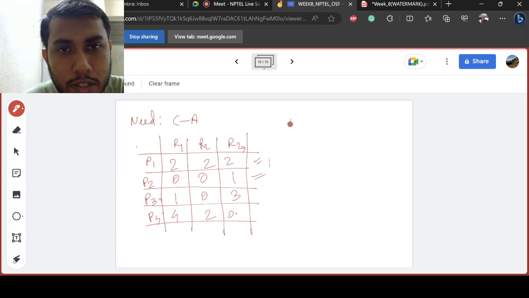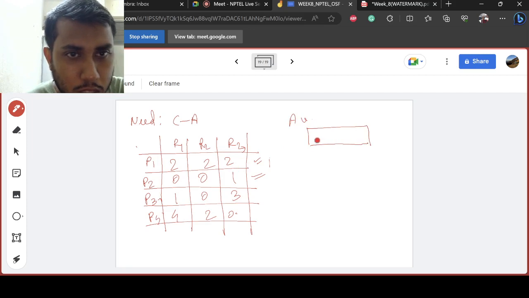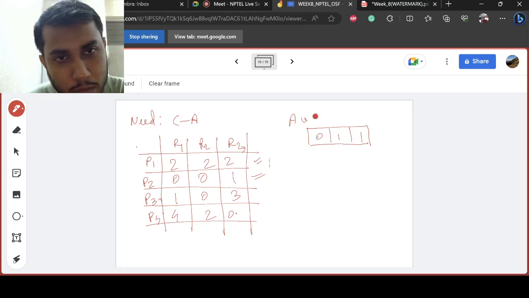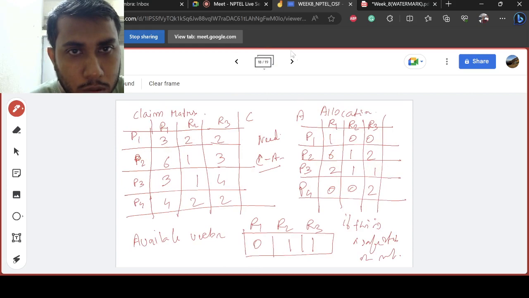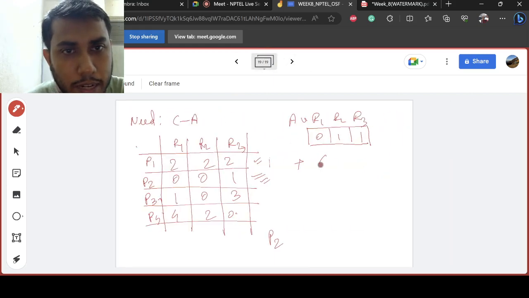So first, let's try again. Available vector is 0 1 1, for R1 R2 R3. Now our P2 will be the one which is completed first. So we will add its allocation to it. What was its allocation? 6 1 2, so 6 1 2 will be added here. The available matrix after completion becomes 6 2 3.